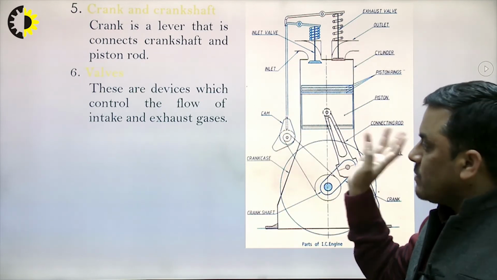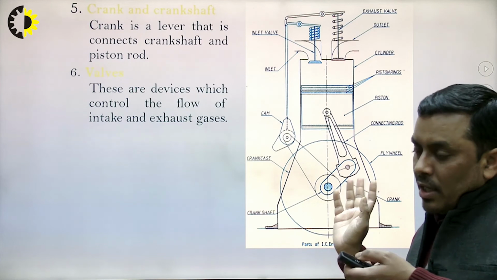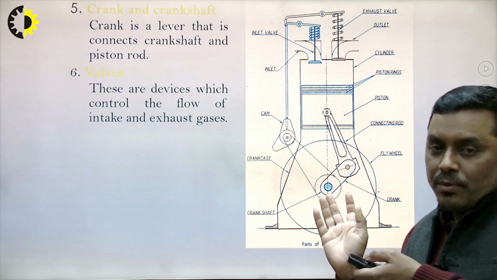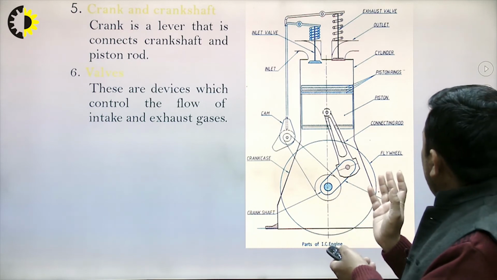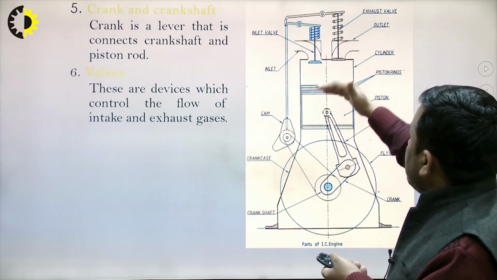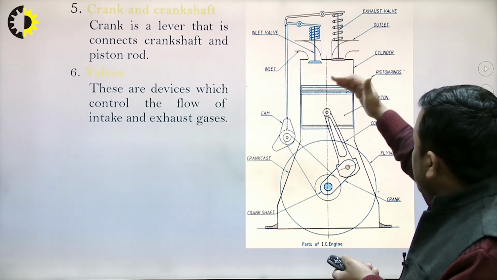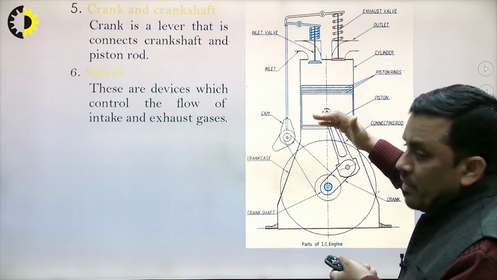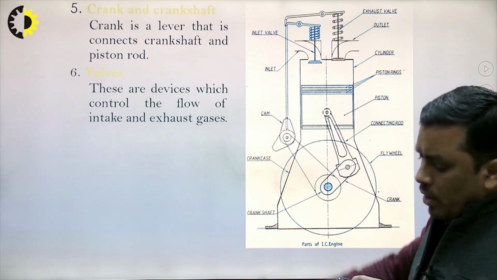For what purpose are the valves there? To allow the inflow of air and fuel, and the outflow of exhaust gases. At certain positions both valves remain open, both valves remain closed, or one remains open and one remains closed. So this is the function of valves.